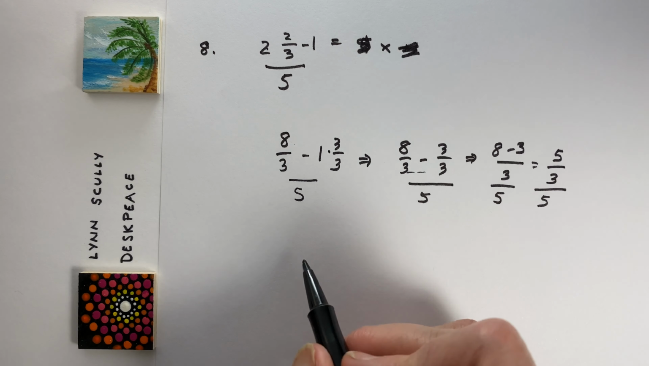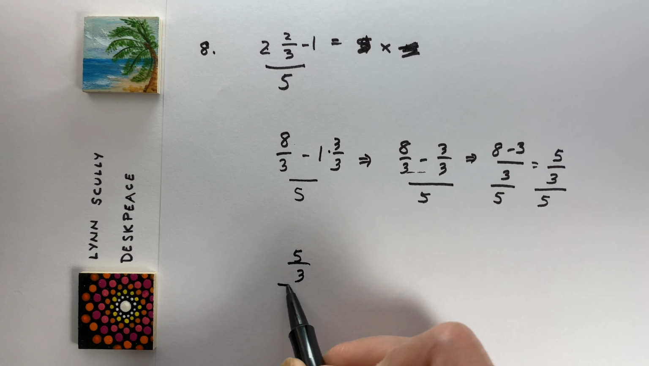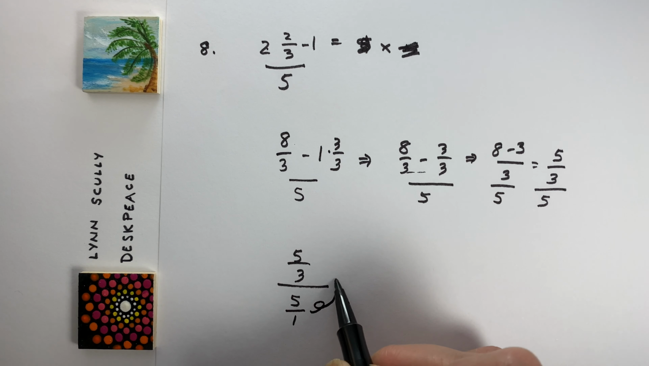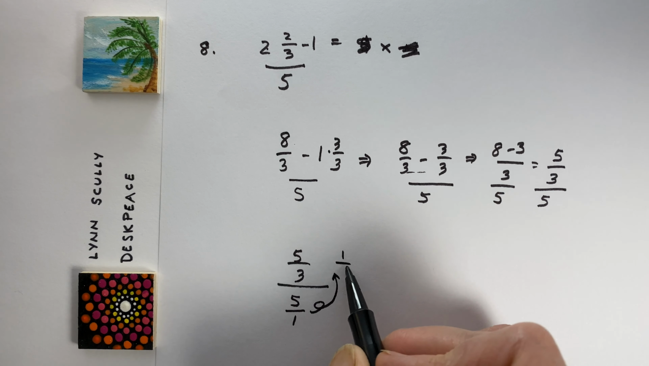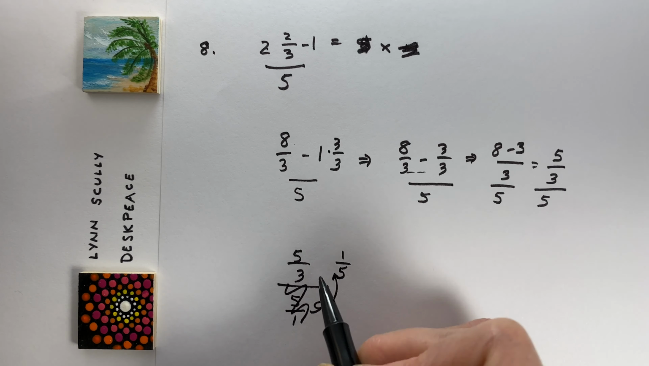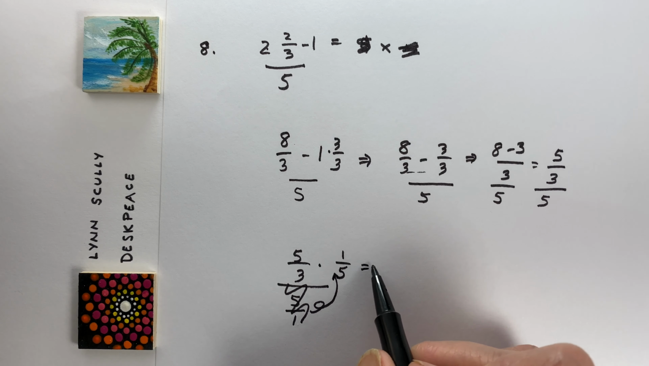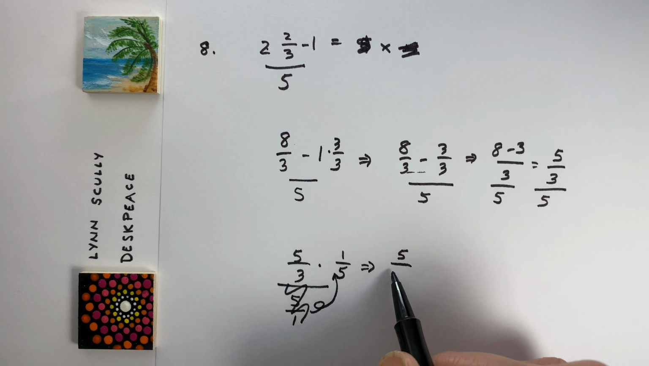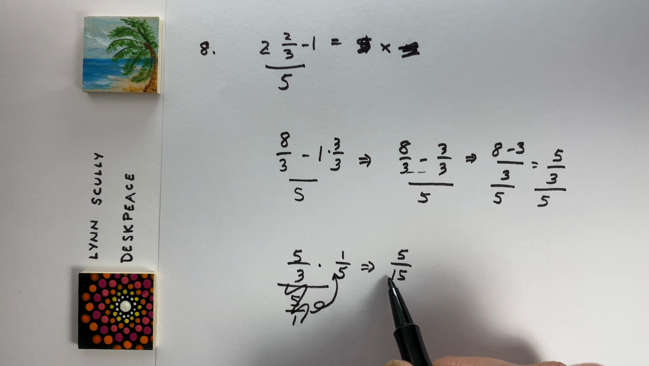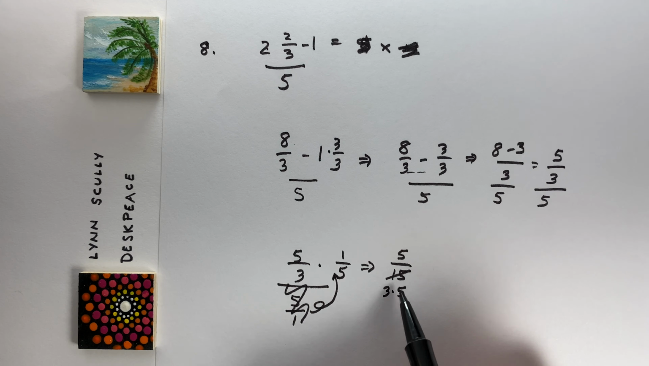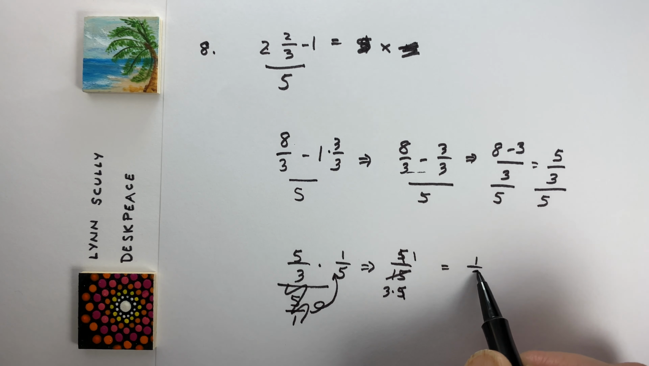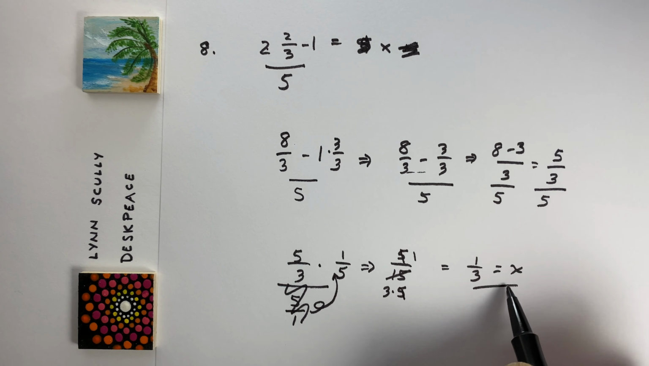I have a complex fraction here. I have 5/3 divided by 5. So put the 5 over 1, flip the bottom over, put it at the top. So I get 1 over 5. That undoes the division. Now this is multiply. Multiply tops. 5 times 1 is 5. 3 times 5 is 15. But really that 15 was 3 times 5. And 5 over 5 reduces to 1. I get 1/3 is x.